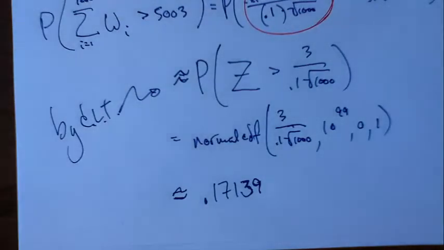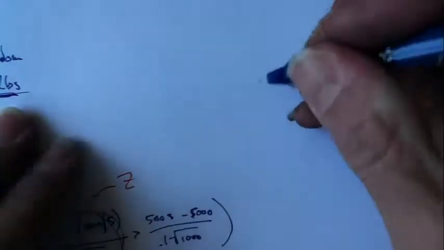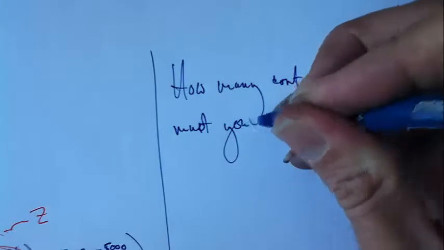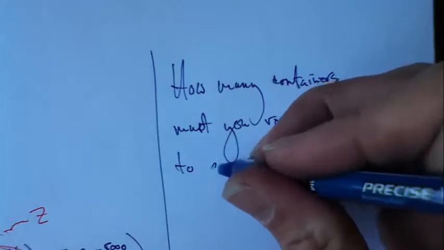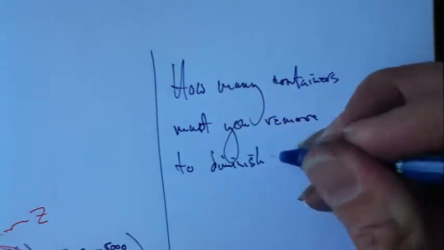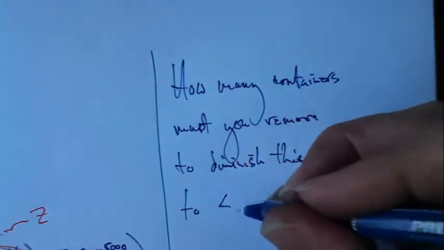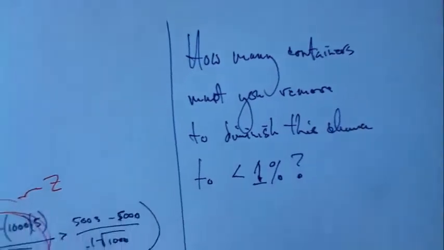Well, so here's a question then. How many containers do you have to remove to get that probability to fall below 1%? How many containers must you remove from the batch of 1,000 to diminish this chance to less than 1%? Well, all right, let's try doing this calculation with 999.